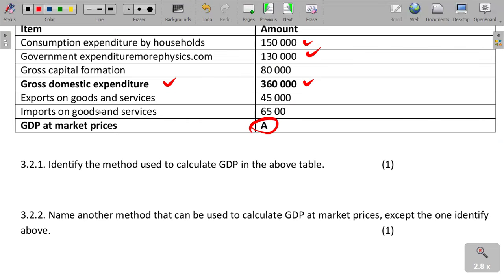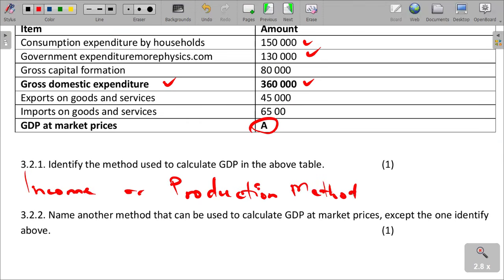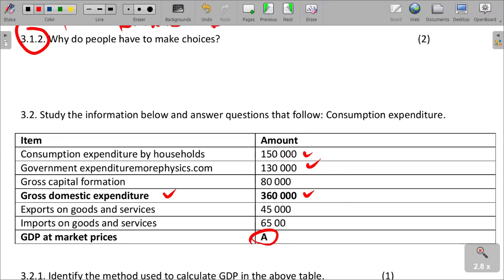This is a production or income method. We can see that we are given the income, and then we have our gross capital formation, as in the money that has been made through the various work that the economy has gone through.